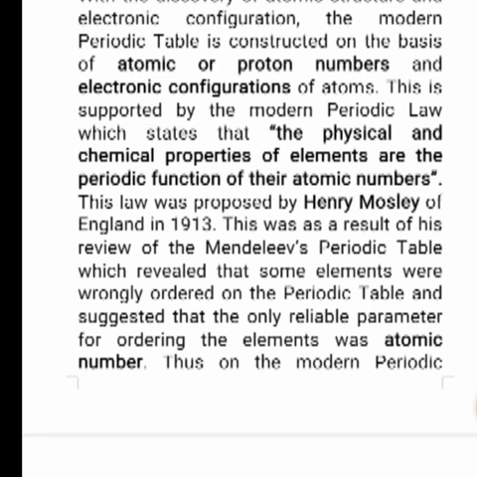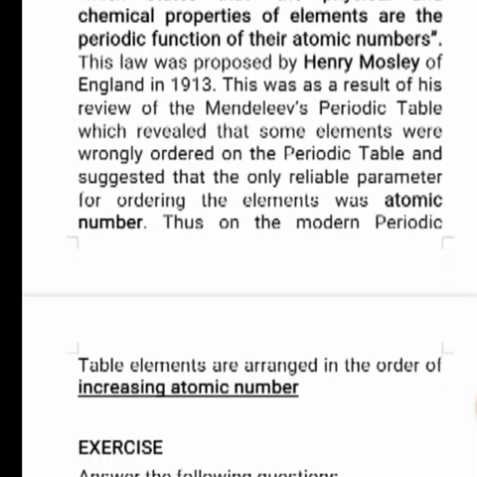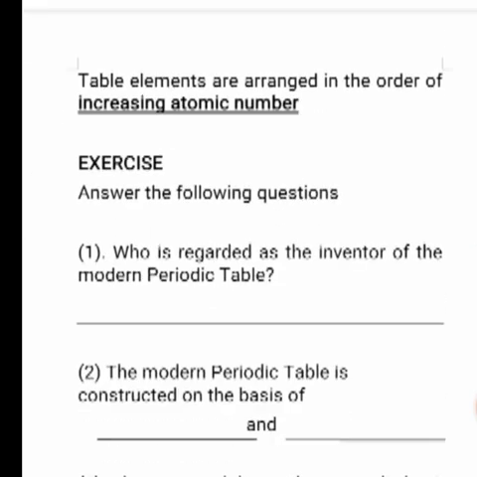This was as a result of his review of the Mendeleev periodic table, which revealed that some elements were wrongly ordered on the table and suggested that the only reliable parameter for ordering the elements was atomic number. This is because the atomic number of an element does not change, like the weight or mass of the element. It's a fixed parameter. Thus, on the modern periodic table, elements are arranged in the order of increasing atomic number.